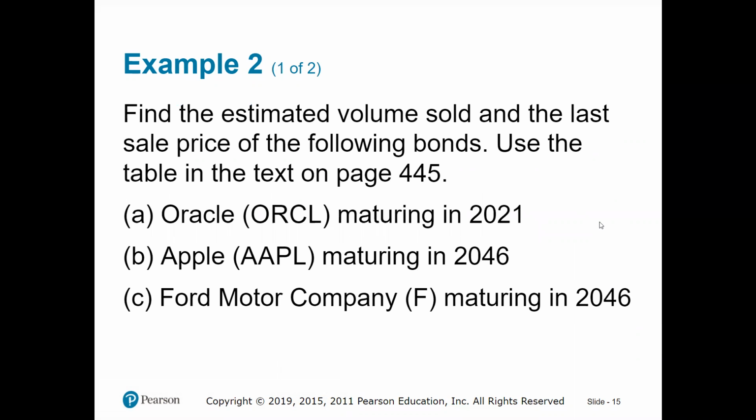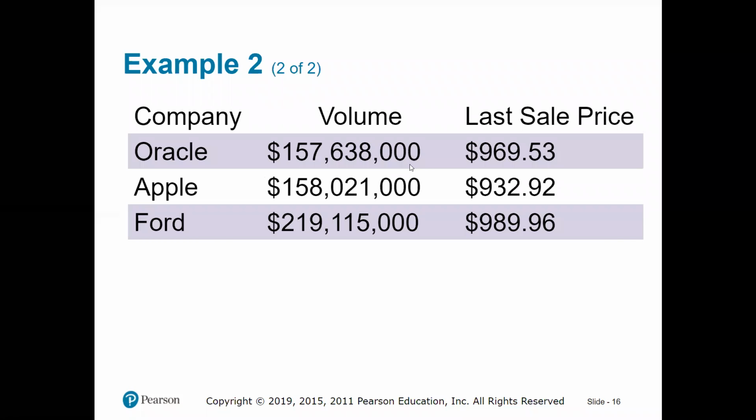All right, find the estimated value sold and the last sale price of the following bonds. Use the table in the text on page 445. So Oracle, ORCL, maturing in 2021, Apple, AAPL, maturing in 2046, and Ford Motor Company, F, maturing in 2046. So here's our volumes and the last sale price.